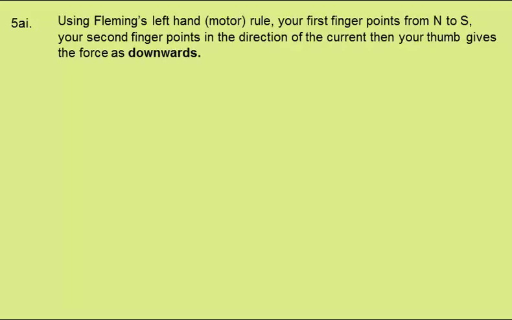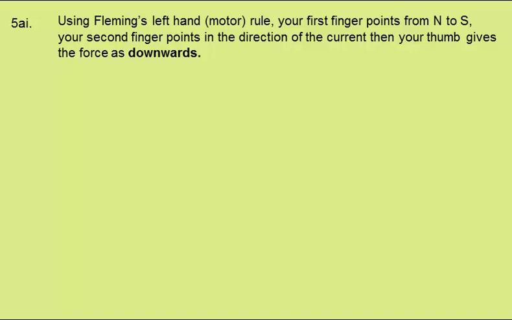In question 5 we have a diagram of two magnets through which runs a wire carrying a current. In A part 1 we need to state the direction of the force on the wire when there is a direct current from P to Q. Well, using Fleming's left-hand or motor rule, your first finger points from north to south, that's towards you.